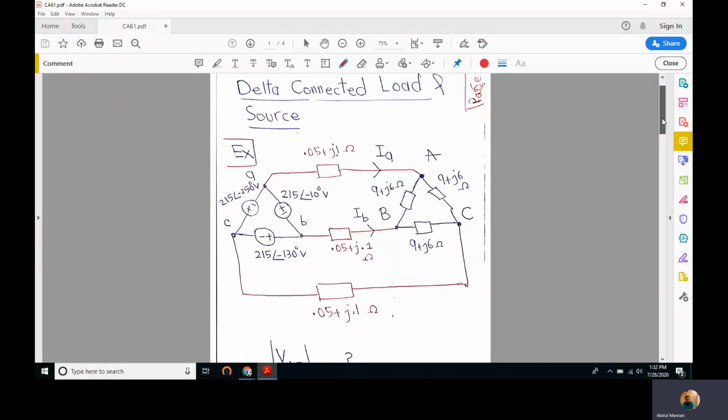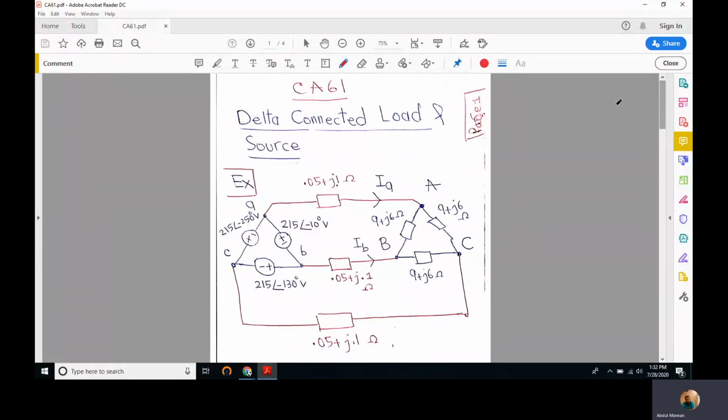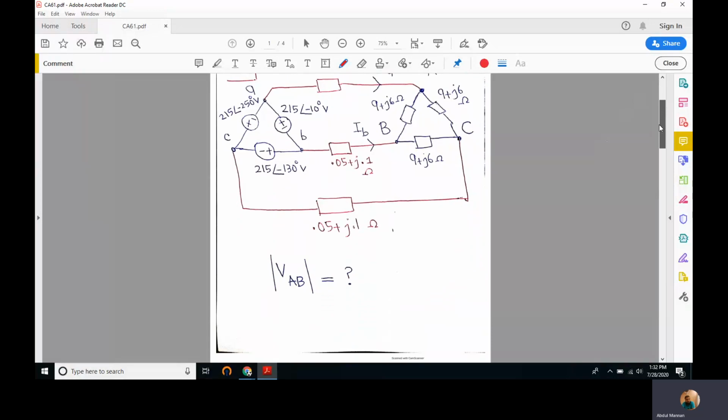Welcome to the 61st lecture. We're studying circuit analysis, and in this lecture we'll study delta connected load and delta connected source. We have this delta connected source driving a delta connected load, where these are the line voltages: 215 at an angle of -10, -130 and -250.